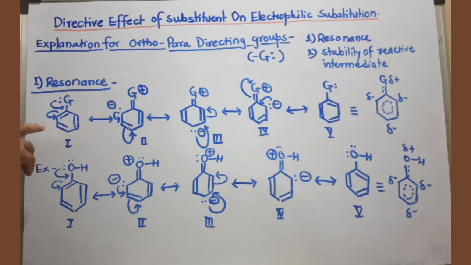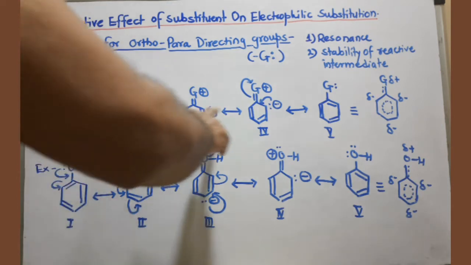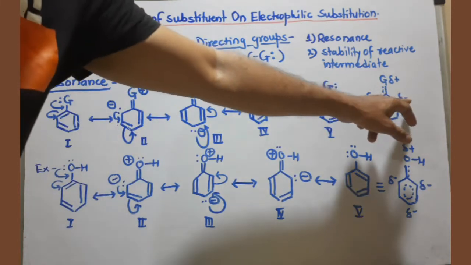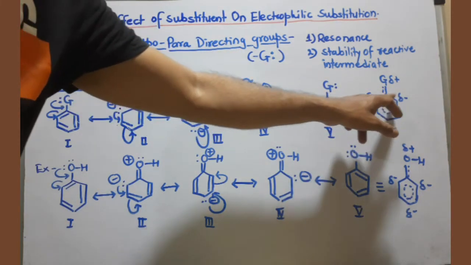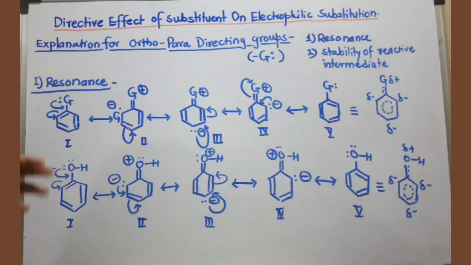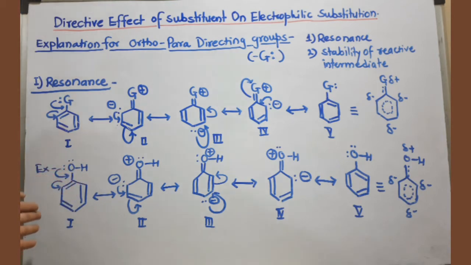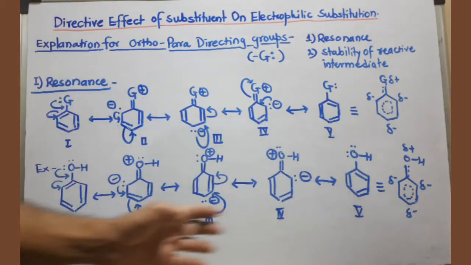Now, if you see here, if you draw resonating structures, this is the resonance hybrid, where negative charge develops at ortho and para position. Similarly, I have taken here one example where OH is an ortho-para directing group. You will get similar kinds of structures.